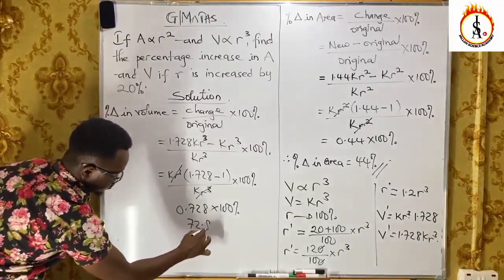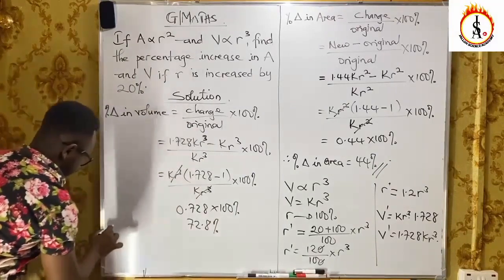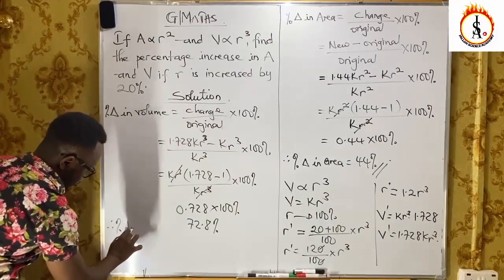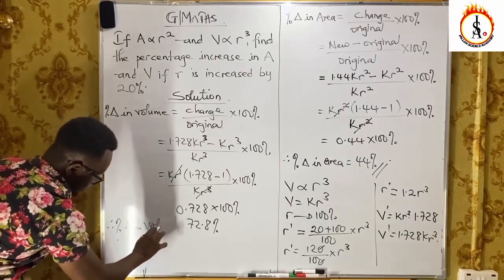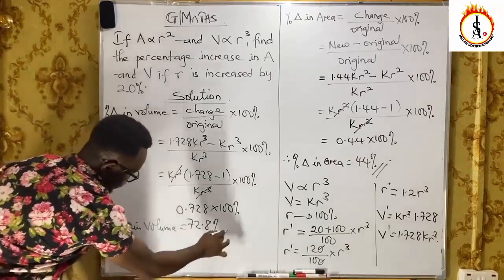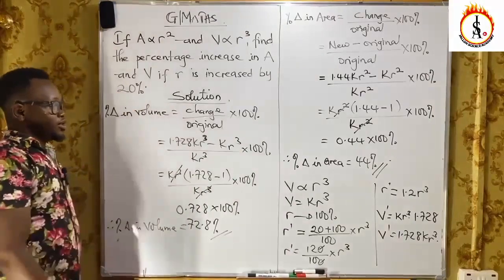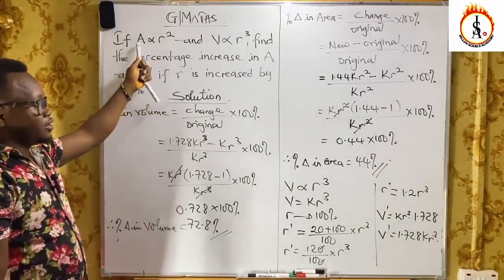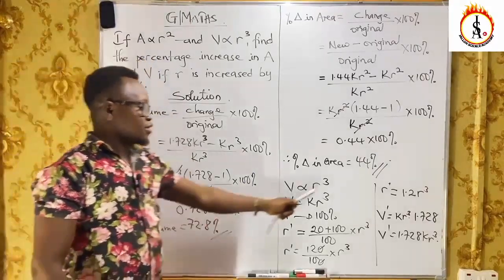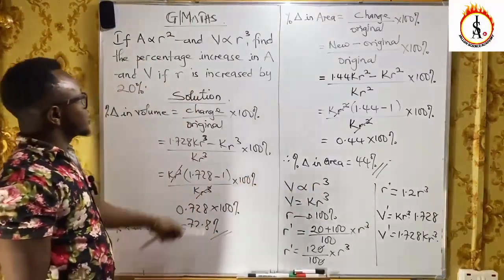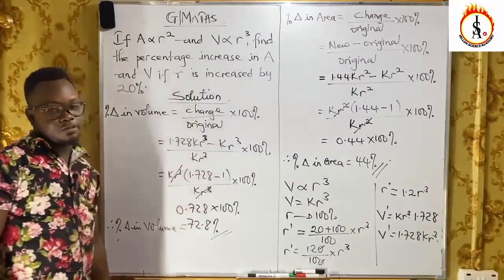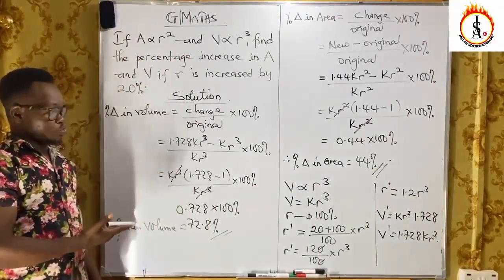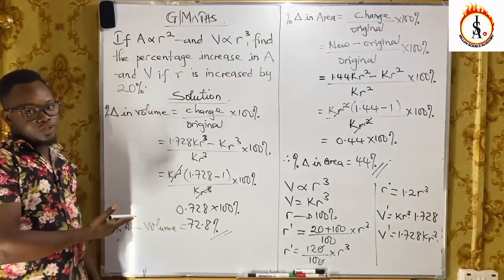So this multiplied by 100, move the decimal 2 places. So we get 72.8%. Therefore, the percentage change in volume is equal to this. So this simply means the area increased by 44% and the volume increased by 72.8%. So this is the solution to this question.